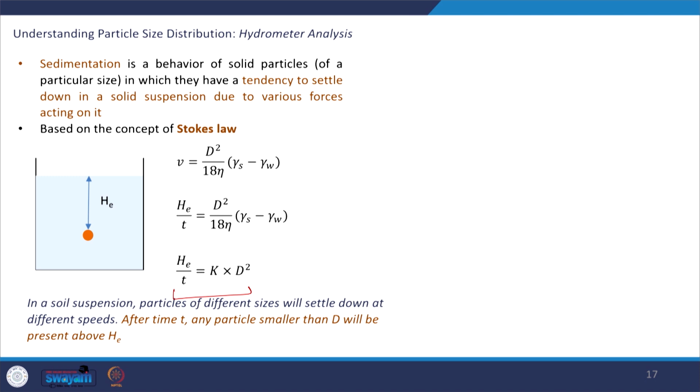In a soil suspension, the particles of different sizes will settle down at different speeds, all right. So you can understand, if it is a soil suspension, then we will have particles of larger size, smaller size, medium size. If you see this particular relationship, you can understand that the height at which the particle will reach is a direct function of the size of the particle. So, at any given time t, the depth of a particle of larger diameter will be more than the depth of a particle of smaller diameter. In other words, the speed at which the particle of larger size will fall will be higher than the speed at which the particle of smaller size will fall, isn't it? So, I hope that this is clear to you.